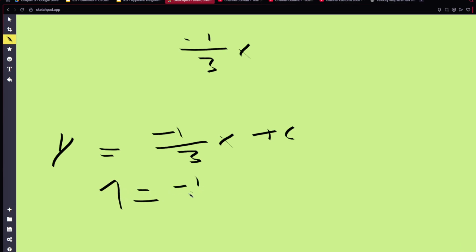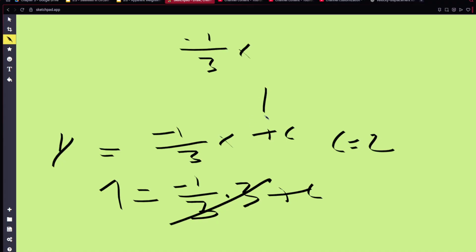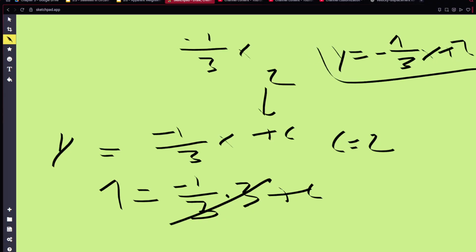So we're just going to do negative 1 over 3 times 3 plus c. Add 1. C equals 2. So this is just 2. And this is just y equals negative 1/3 x plus 2. And that is the equation of the tangent line at that point. You can graph both equations and see that it intersects exactly at that one point. And that's how you prove the tangent line.